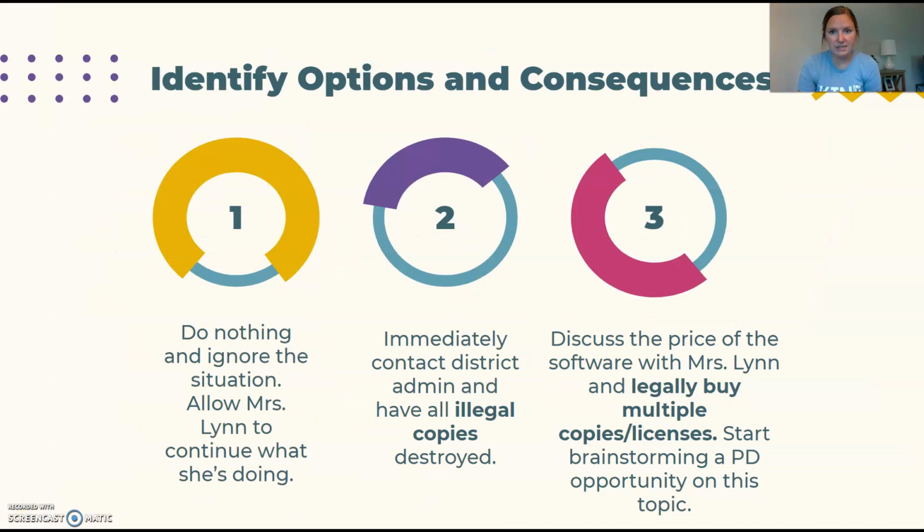So the three options I feel that I have. The first one, I could do nothing and ignore the situation. I could allow Mrs. Lynn to continue doing what she's doing, the staff to continue using them. The second option, I could immediately contact our district administration and have all illegal copies destroyed. Or the third option, I could discuss the price of the software with Mrs. Lynn and legally buy multiple copies or licenses of the software. I could even start brainstorming a PD opportunity on this particular topic of copyright.